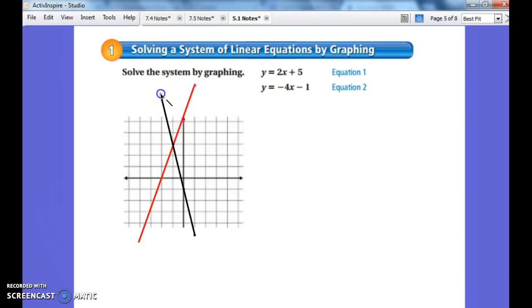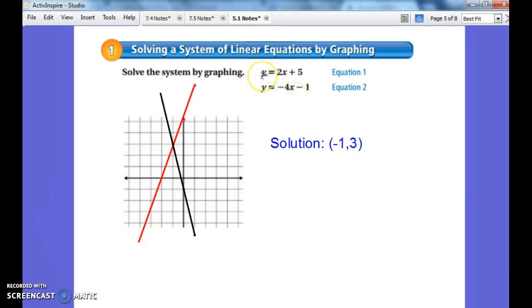And now we can go ahead and write down the ordered pair of where they cross. So I know that they're going to cross here at the point negative 1, 3. So the solution to the system is negative 1, 3.